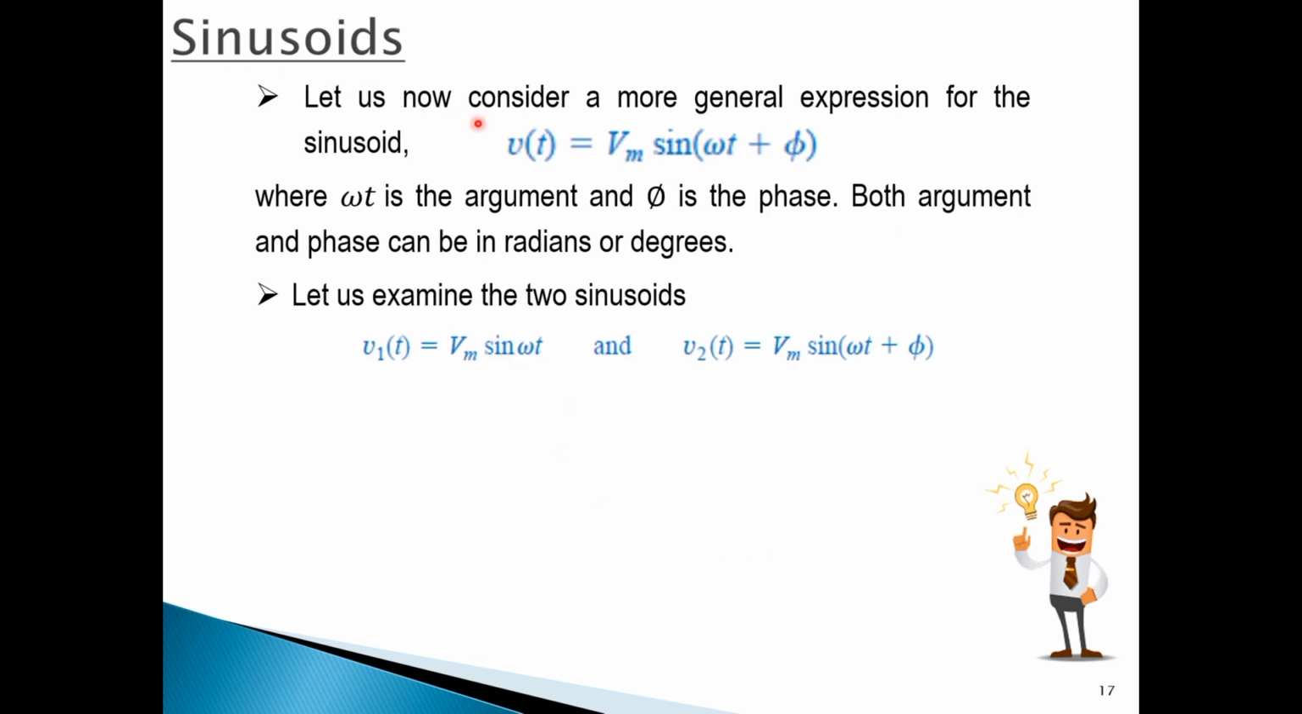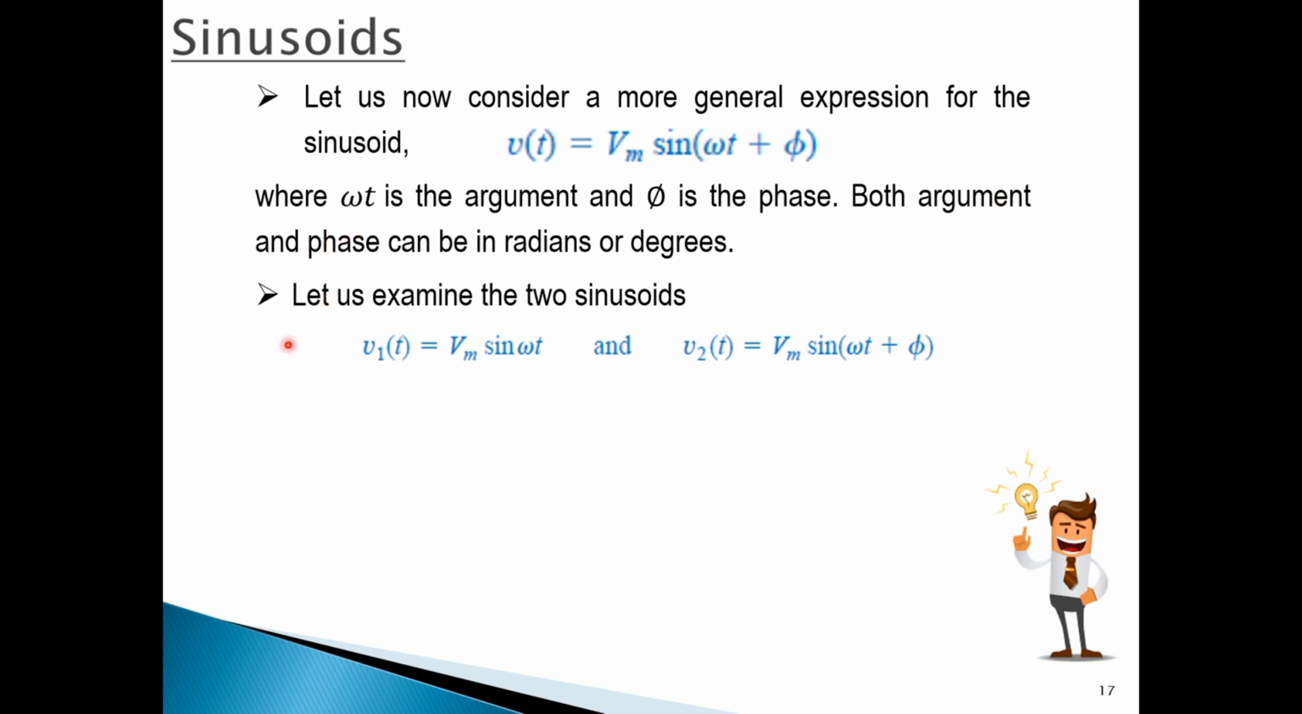Let us now consider a more general expression for the sinusoid. v of t is equal to Vm sine omega t plus phi, where omega t is the argument and phi is the phase. Both argument and phase can be in radians or degrees.